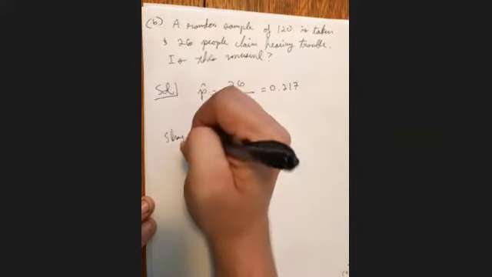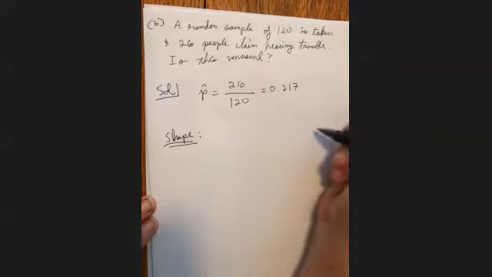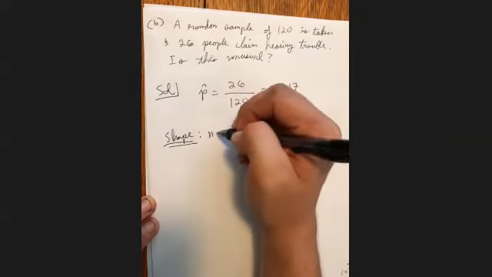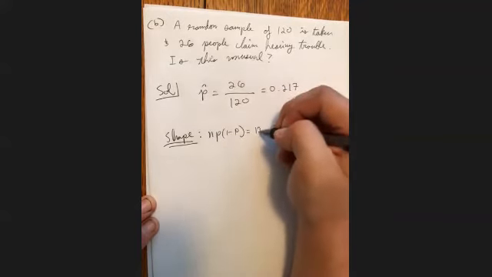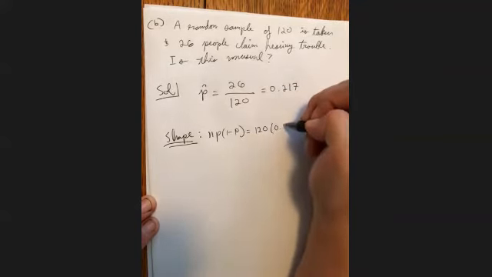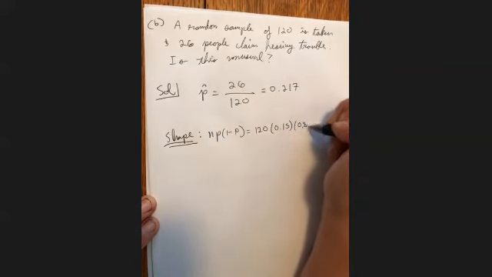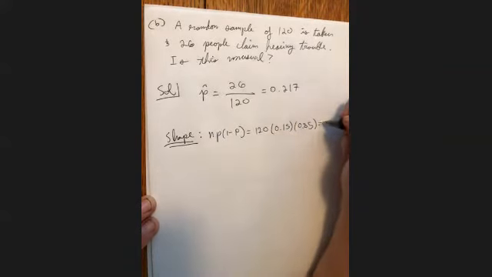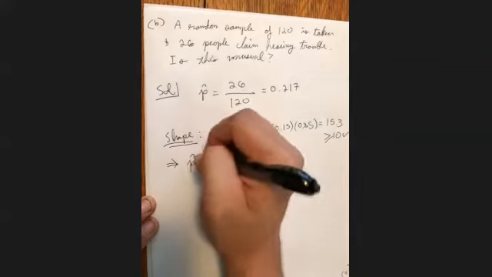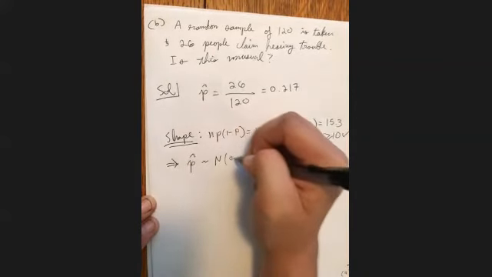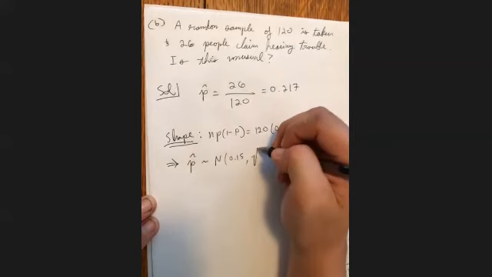So we start by asking about shape. What's the shape of the distribution? We're looking at np times 1 minus p. That's 120 times 0.15 times 0.85. We've already done this calculation, but I'm just reiterating it, which we saw was 15.3, which is definitely greater than 10. So once we have that, we know that p hat is normally distributed, and we know what the values are here.